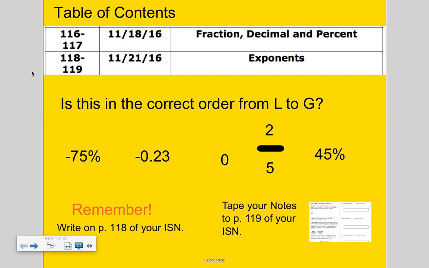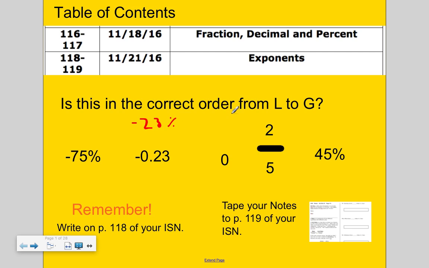So I see all these rational numbers. All right, first of all, what do you prefer? Do you prefer decimals, fractions, or percents? I like percents. So negative 75%. This would be negative 23 hundredths, and again, hundredths means a percent means per 100, so that'd be negative 23%.